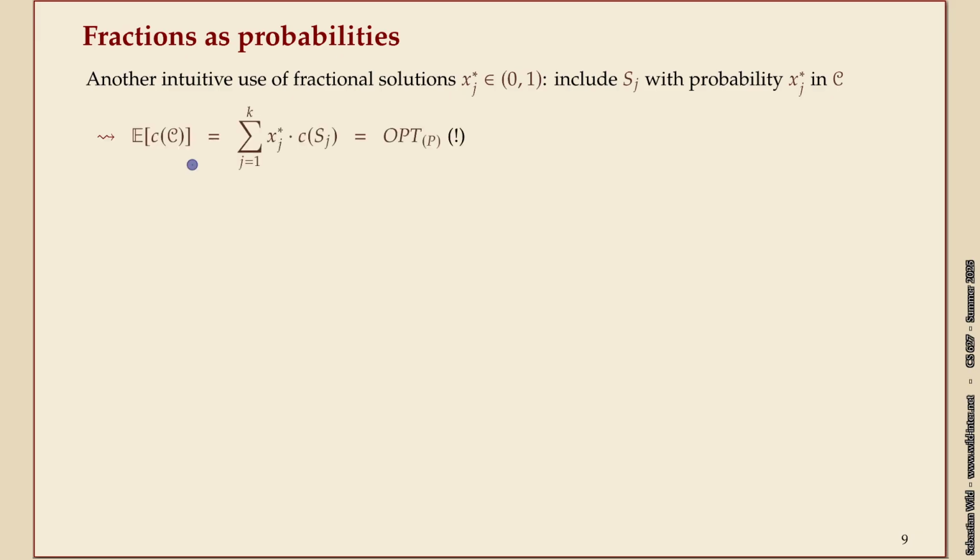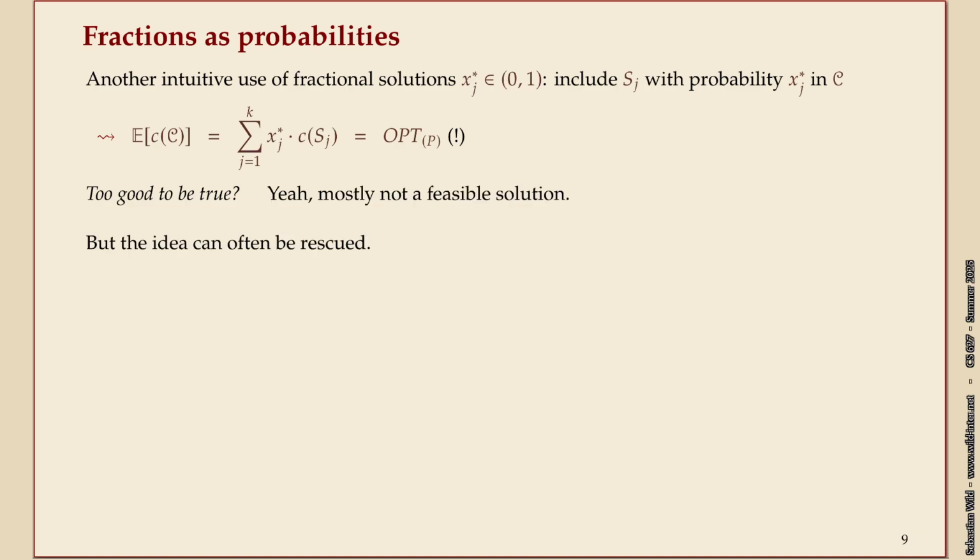And so you can just do that. And the cool thing about that is that if you take the expected cost of the collection of sets you get, that'll be exactly the optimal fractional objective value, just by definition. I guess assuming here that we have numbers between 0 and 1. And so that sounds maybe too good to be true, because we know we can't usually achieve the value of the LP. And indeed, most of the time, if you just randomly pick the collection like this, you're not going to get a feasible solution for the integral problem. But we'll see that you can often still get something out of this idea.